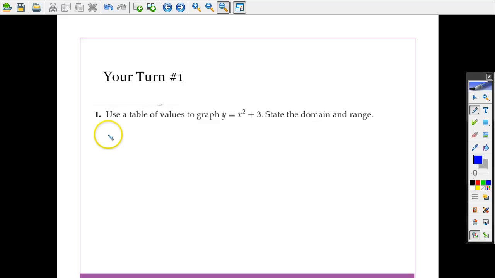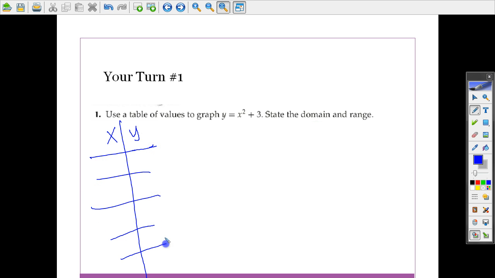So here you would put your x and y. Okay, make sure that looks like an x. There we go. So x and y, and just go ahead and jot some numbers down. So let's do negative 2, negative 1, 0, 1, 2. Okay. Plug in your x's and then find out what your y is.